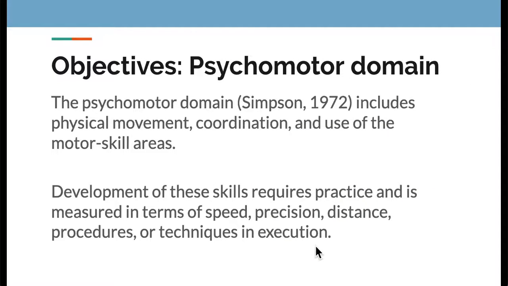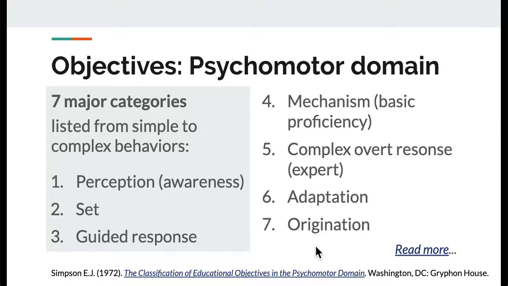The other domain is the psychomotor domain of physical skills and activities. That would require practice and can be measured in terms of speed, precision, how far, how fast, how high, or techniques of execution. Rather than list out the kinds of verbs that are in the psychomotor domain, which I think you can easily imagine, Mr. Simpson came up with a classification system. And there are 7 levels of this. If you click on that link to that document, it will give you greater detail of each of those 7 categories for the psychomotor domain.